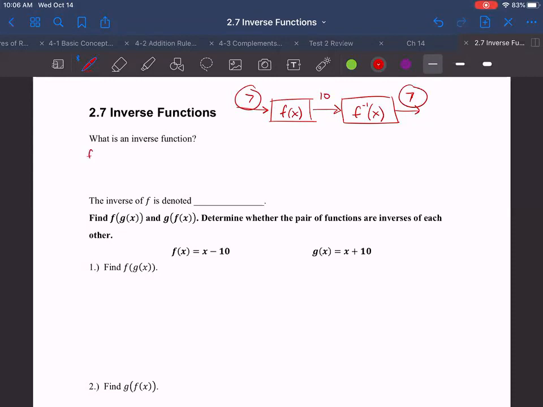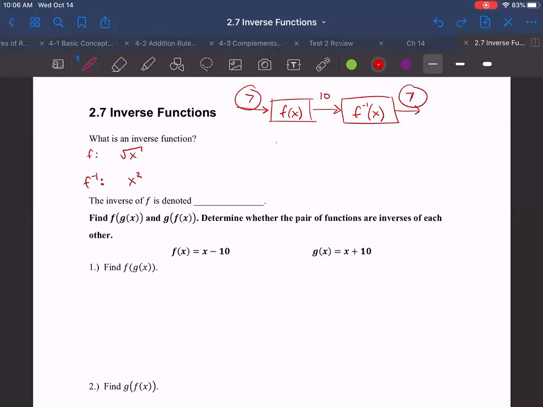So if we have a function f, let's say, for example, it's the square root of x, where we give it a value and it takes the square root of it. Our inverse function is going to do the opposite of that. And the opposite of a square root is squaring it. So if I take something like 9 and I give it to the square root function and it gives me 3, I can then give it to the square function, the inverse function, and it'll square it back and give me the 9.